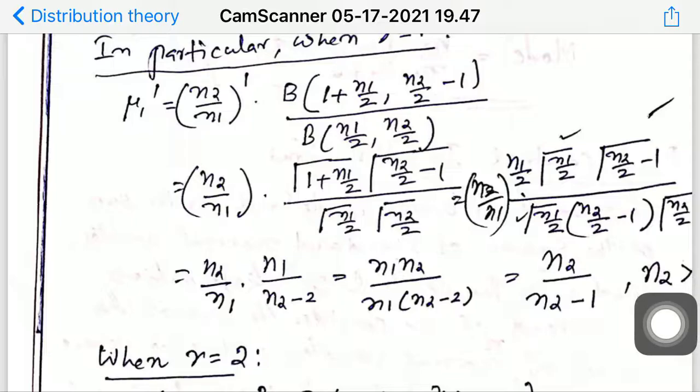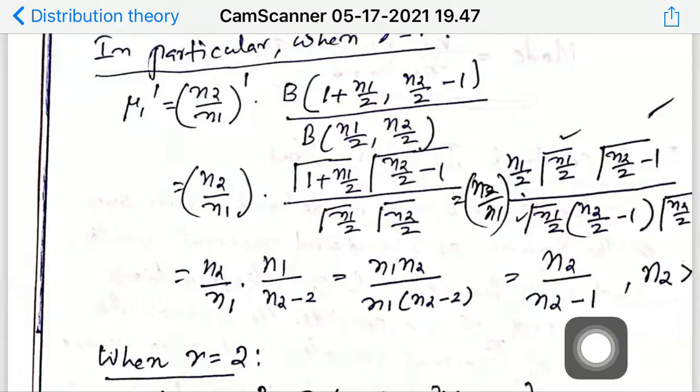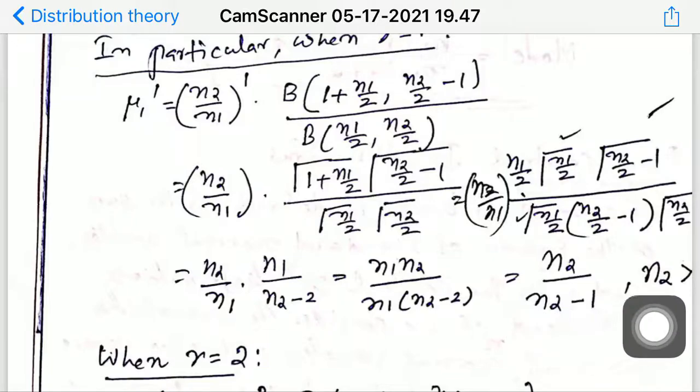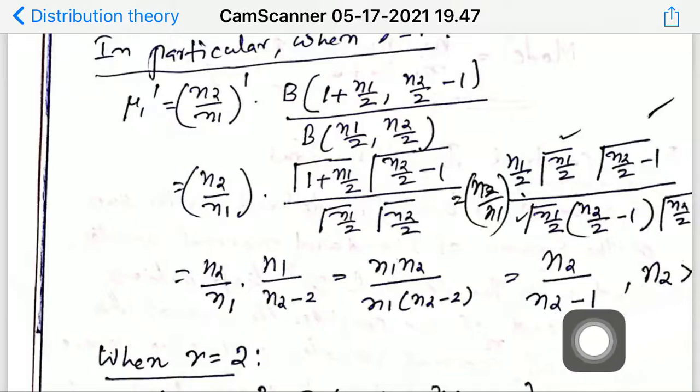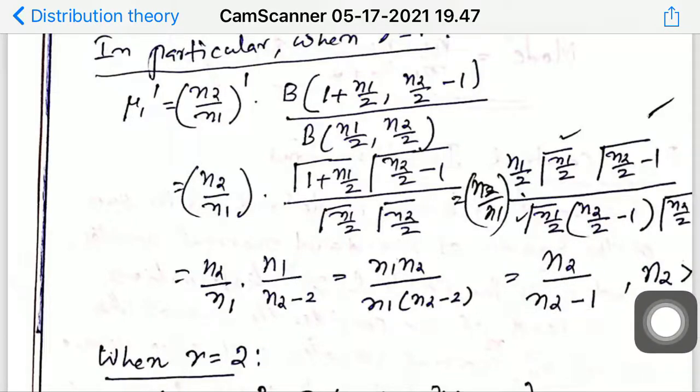Why are you restricting n2 greater than 1? Because the denominator should not be a negative quantity and it should not be 0. So n2 should be greater than 1. That means if n2 is equal to 2, then you will have 2 minus 1. If n2 equals 1, what will you have? You will have 1 minus 1, 0, and this becomes indeterminate. That is why I am putting the restriction n2 greater than 1.